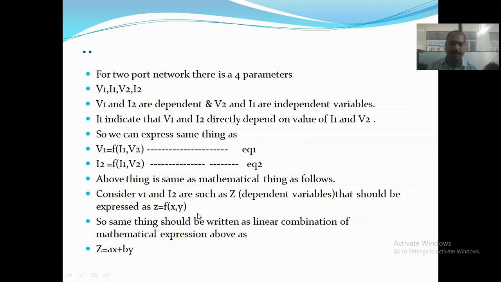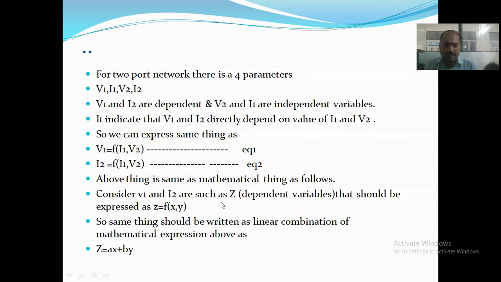Function of X comma Y, right? So see, any equation coming with respect to Z is equal to F of X comma Y is nothing but a linear combination. Any linear equation should be expressed in a mathematical form such as Z is equal to F of bracket X comma Y, which is nothing but AX plus BY. This is the mathematical term, right?